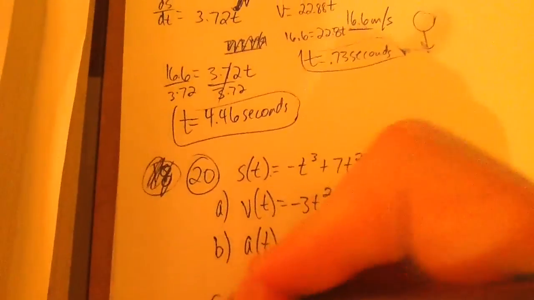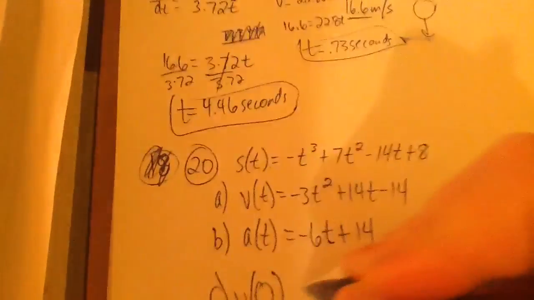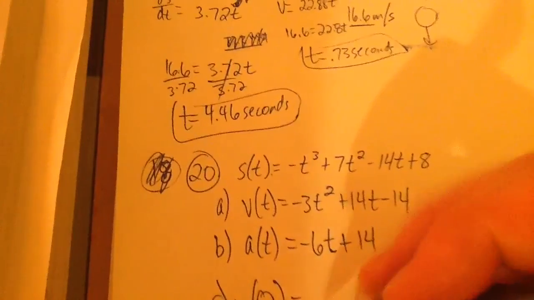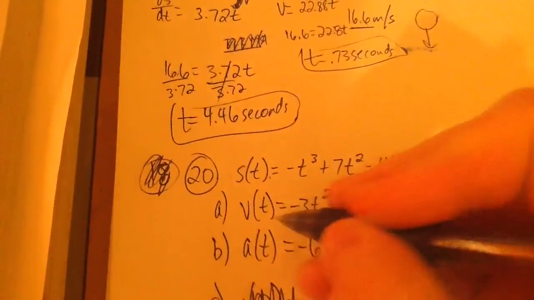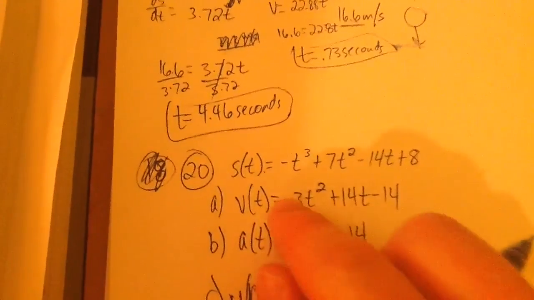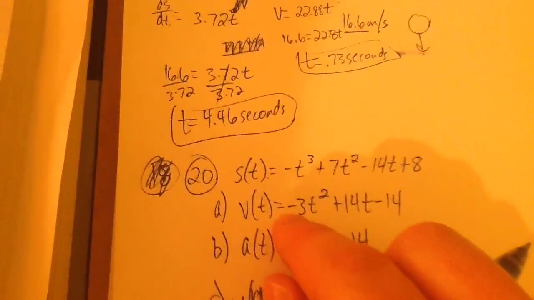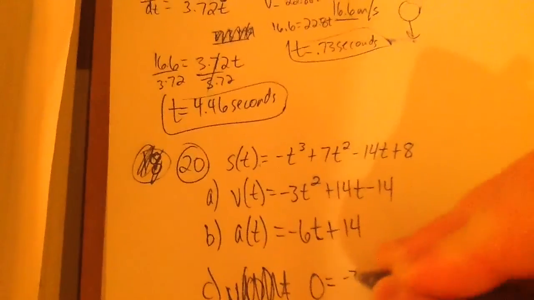So all you have to do, if you want to know if something's at rest, is plug in 0 for your velocity equation. Oh, no. You don't plug in 0 for t. That would be the velocity at 0 seconds. I want to know when the velocity is 0, meaning I want to solve for t when velocity is 0. So I'm going to go.